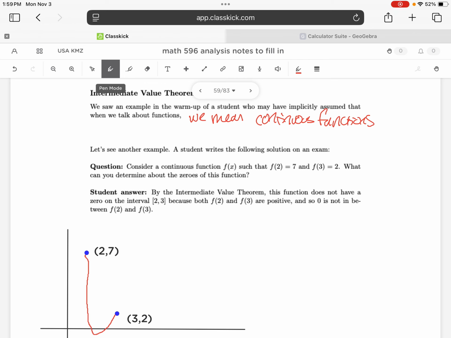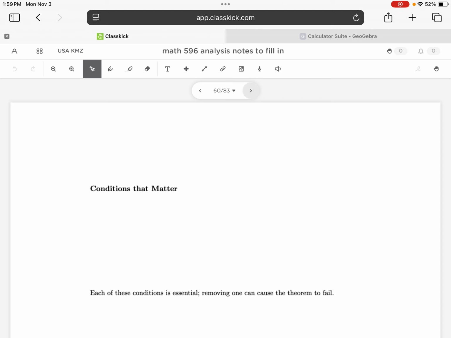So it's important that students understand where their own misunderstandings lie or where their own assumptions might not be correct. The conditions that are important for the intermediate value theorem, all of them matter, right? We say a lot of things when we state the intermediate value theorem, but all of those assumptions are important. That includes the fact that f has to be defined on the entire closed interval from a to b.